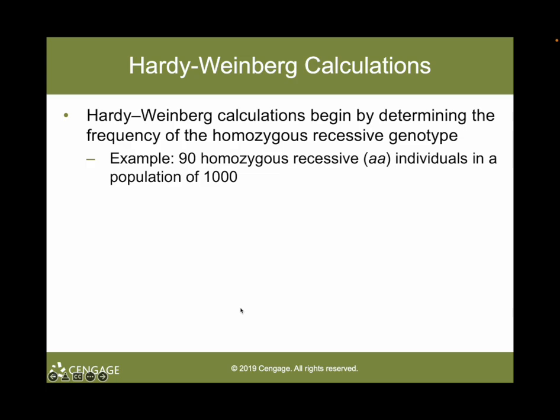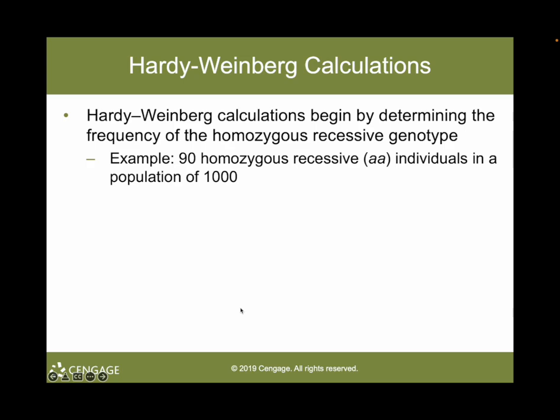It tells us here in this example that we have 90 homozygous recessive individuals in a population of 1,000. So the first thing that you should do is divide 90 by 1,000. Upon dividing 90 by 1,000, the answer is 0.09. That is Q squared. I hope you're writing this down. That is Q squared.